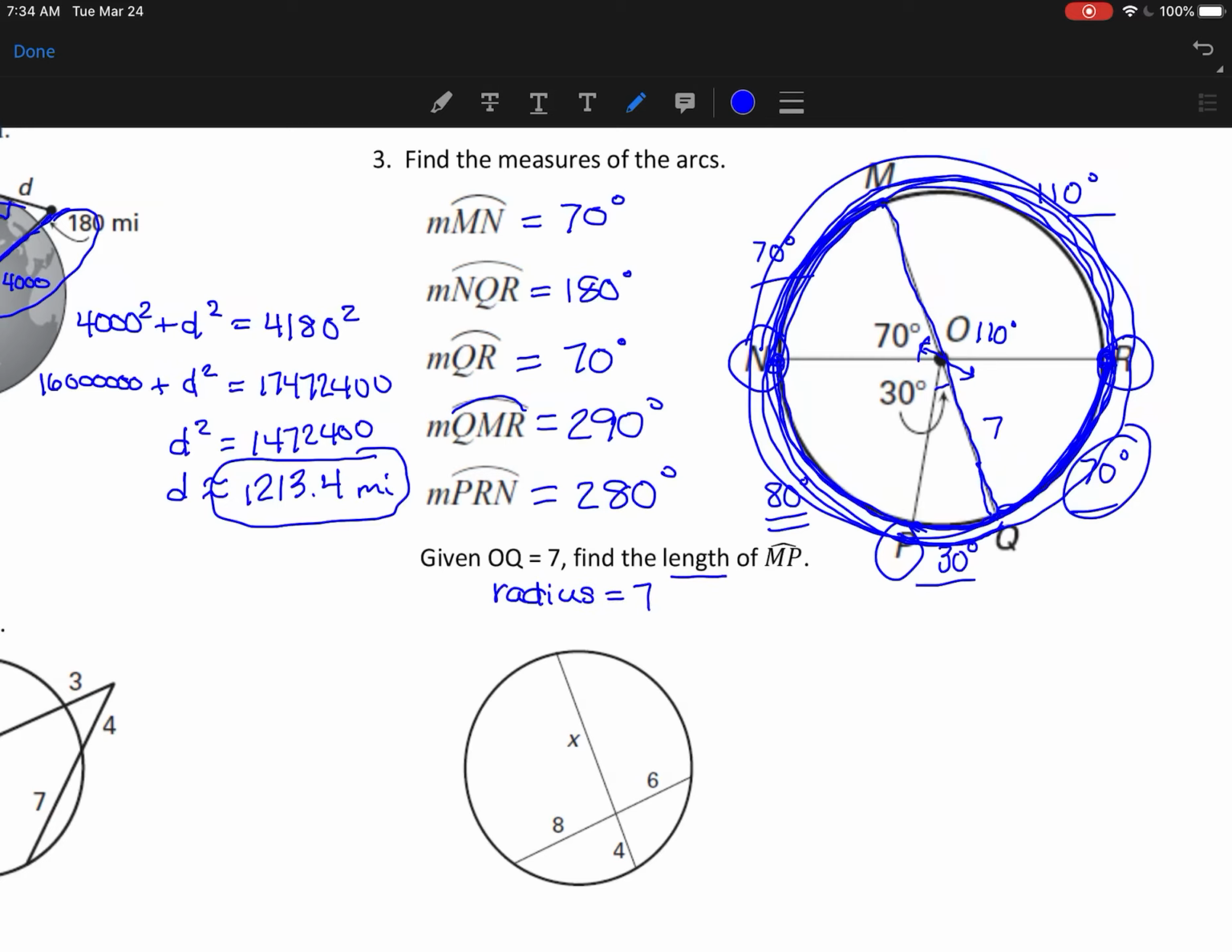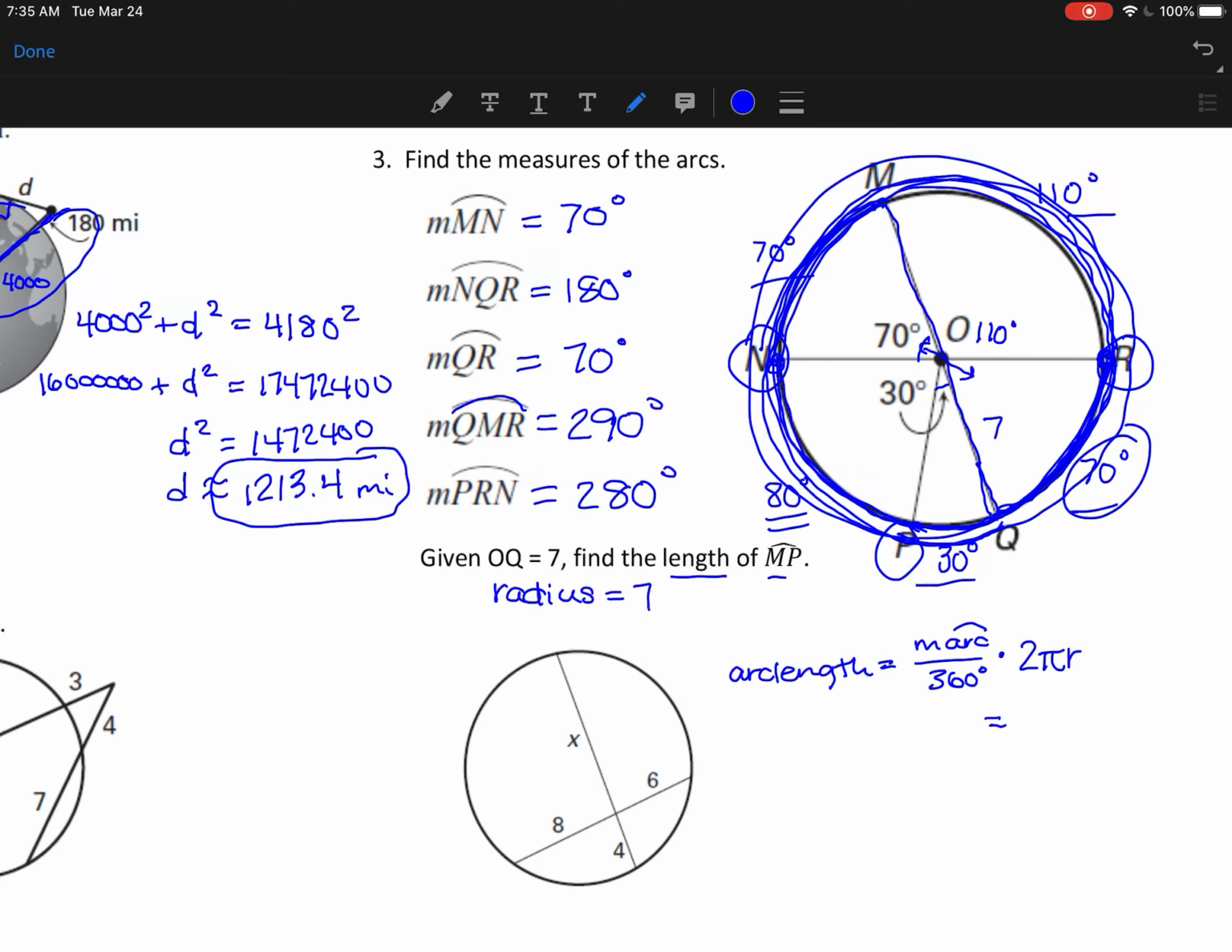Find the length of MP. So you would need to know your arc length formula. It's just the measure of the arc over 360, a fraction of the total circumference. So 2 pi r, or you could use pi d. So in this case, it's the measure of the arc.